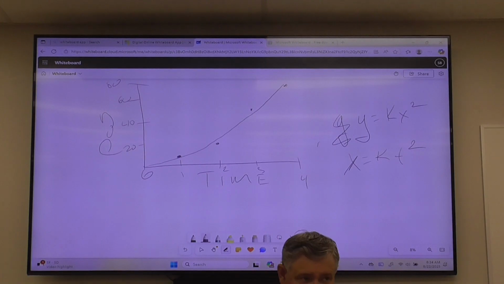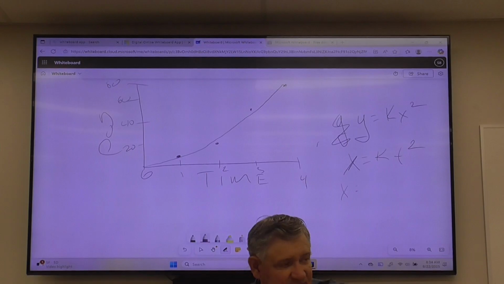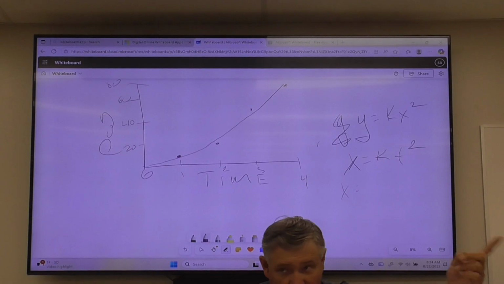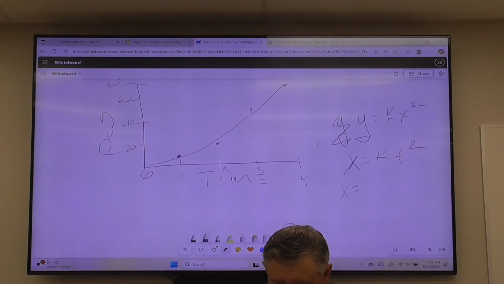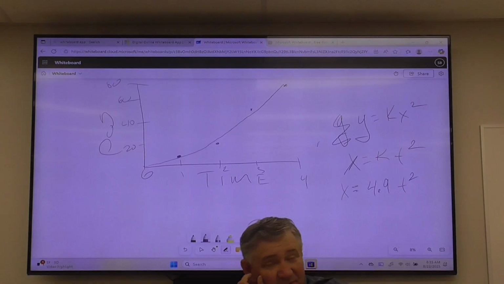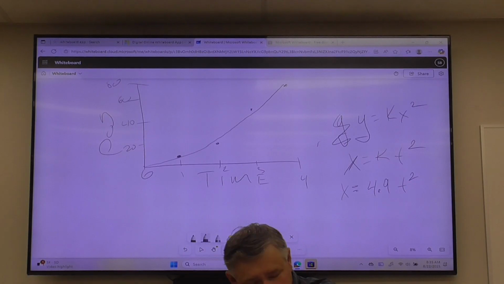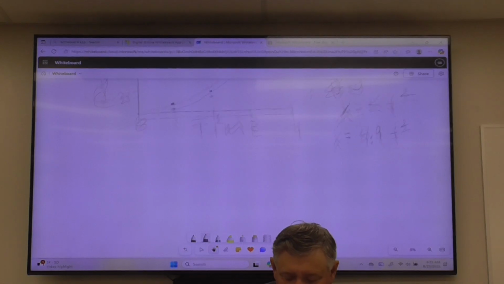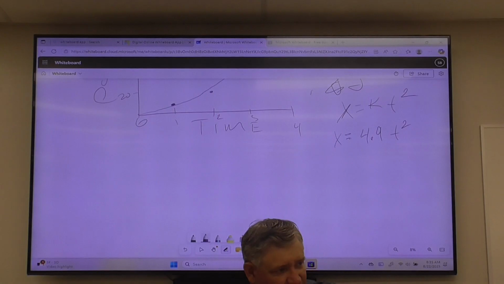Now, if you actually plug this into your calculator and do a regression, you can find the value of k, and you don't have to. I'm just saying if you did this. Later on, you'll see where this number comes from, and that's 4.9 t squared. Now, if you really want to get fancy, you can put the units on the 4.9.